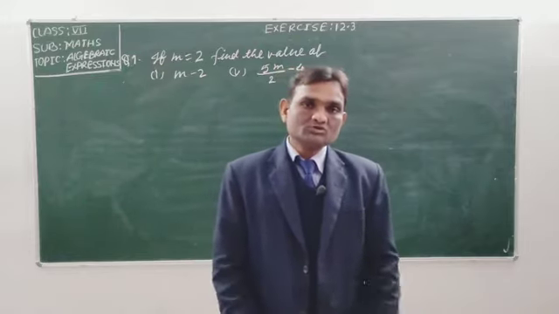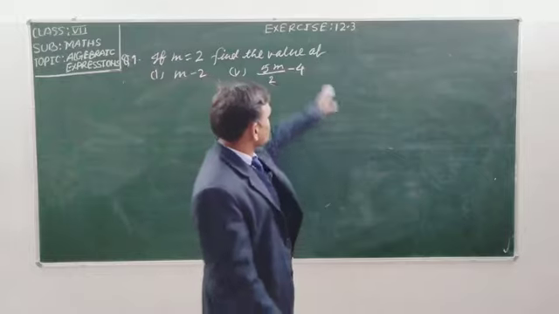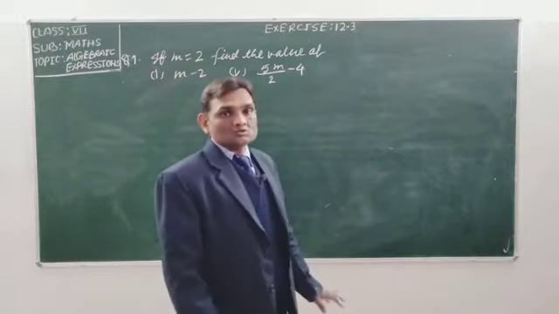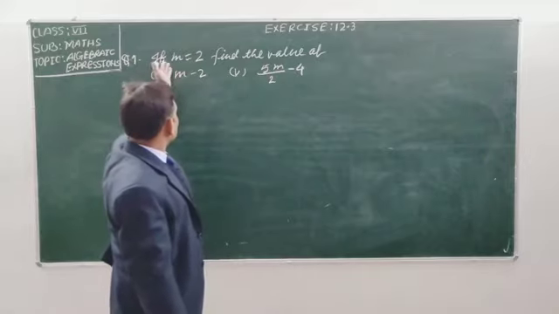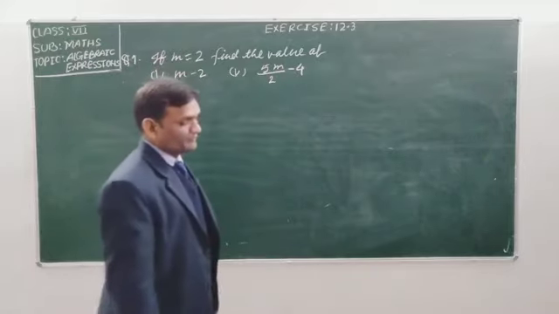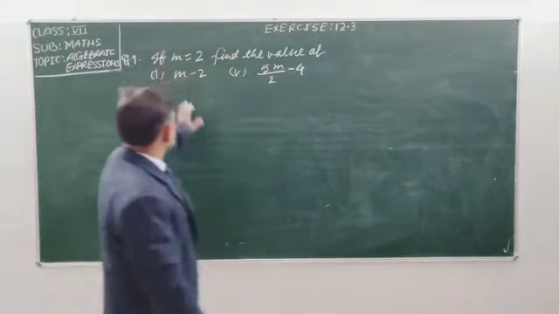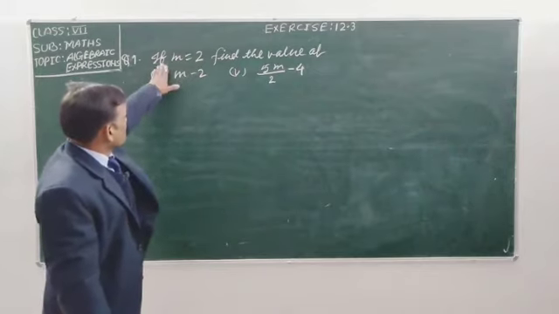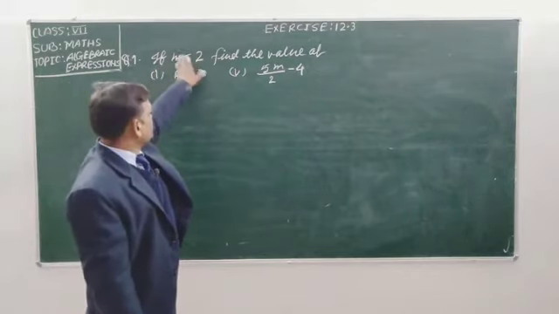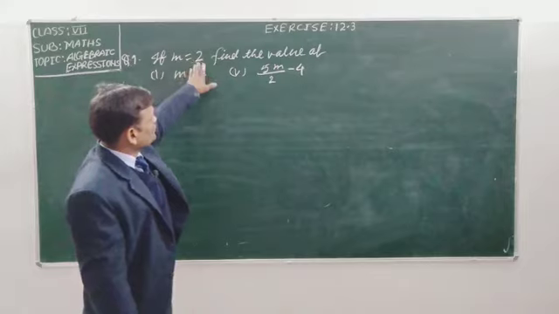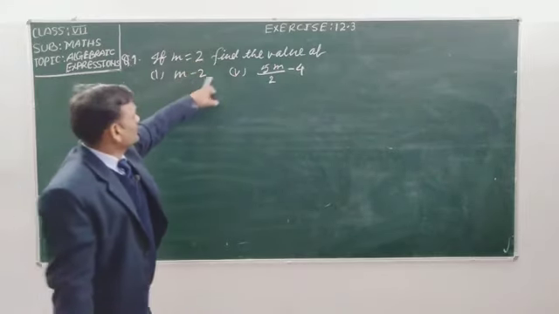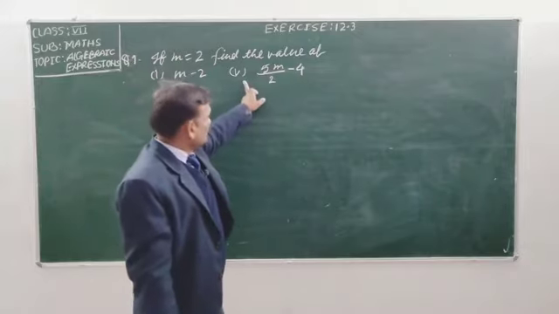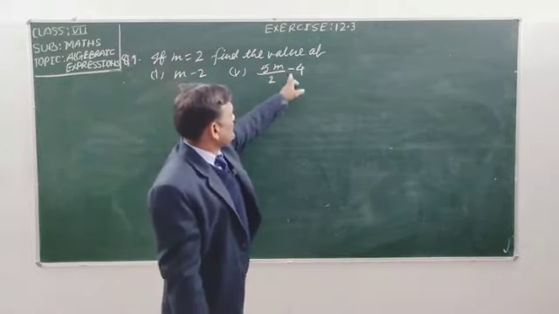Student, today I am going to start your new exercise, that is exercise number 12.3. You are seeing on the board the first question of this exercise. It says, if m is equal to 2, where m is a variable, find the value of m minus 2. m minus 2 is an expression. And the fifth part is 5m upon 2 minus 4.